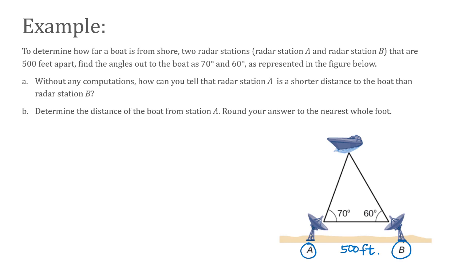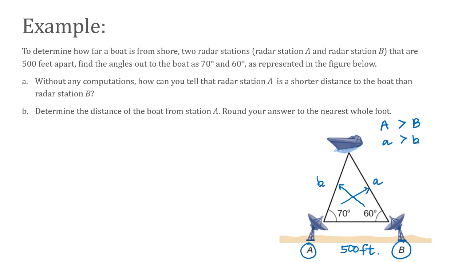Capital A is representing radar station A at 70 degrees. So the side that is across from that, let's call that lowercase a. And the side that's across from radar station B at 60 degrees, let's call that side b. And what I know just from looking at this picture is that angle A, that angle of 70 degrees is larger than the angle at B, which is 60 degrees. So if that's the case, then the side, lowercase a, must also be greater than lowercase b.